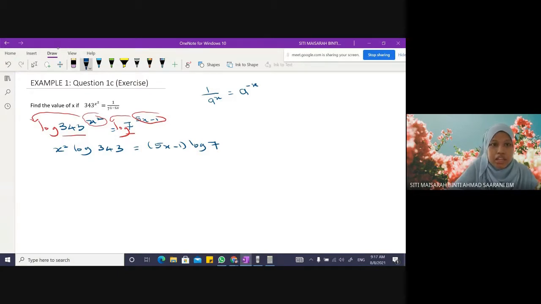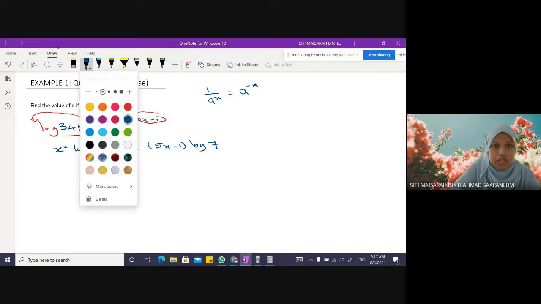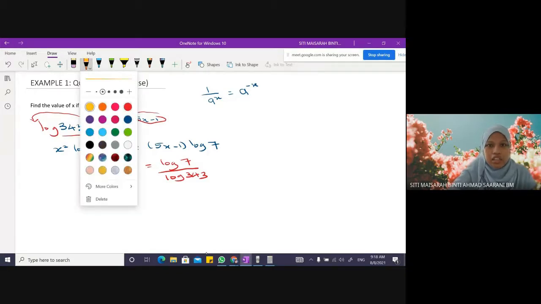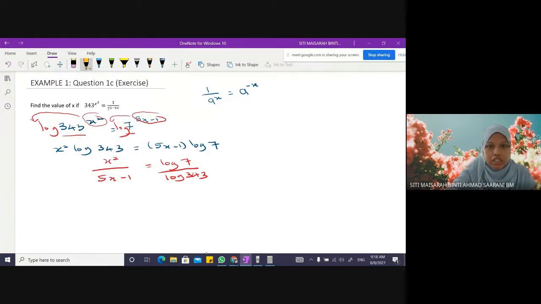So then we can rearrange this one and it becomes x squared over 5x minus 1 equals log 7 divided by log 343. Okay, and then we can calculate. How to calculate this one?